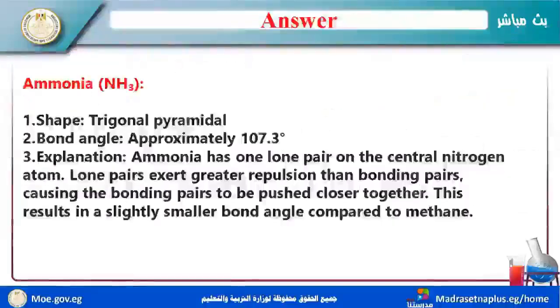With a bond angle of 109.5. Ammonia, NH3: shape trigonal pyramidal, bond angle approximately 107.3. Explanation: ammonia has one lone pair on the central nitrogen atom. Lone pairs exert greater repulsion than bonding pairs, causing the bonding pairs to be pushed closer together. This results in a slightly smaller bond angle compared to methane. So the number of lone pairs controls the value of the angle.